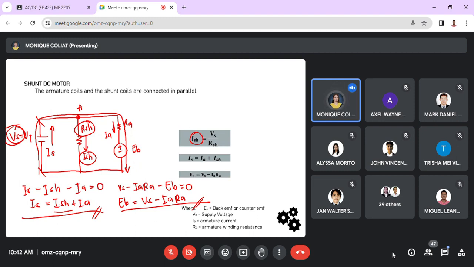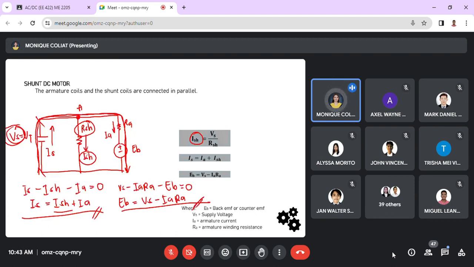Next, yun naman, back EMF equation. So you will get the equation in the outer loop. Outer loop, we have Vs minus IARA minus EB equal to 0. Then we will get EB is equals to Vs minus IARA. So that is your back EMF equation.